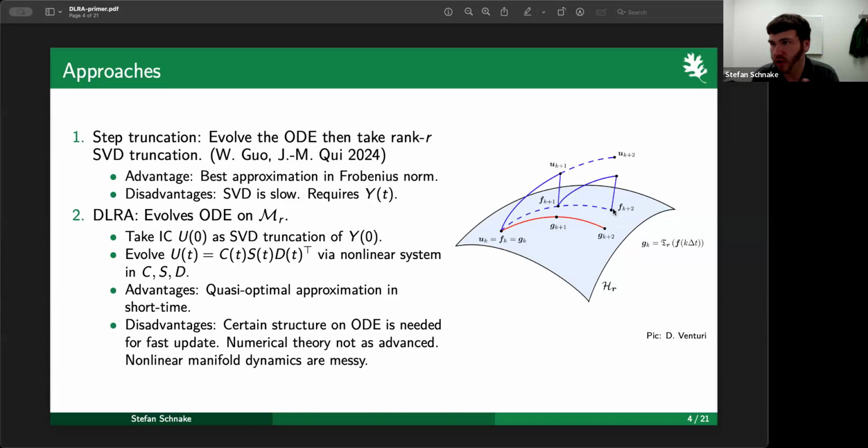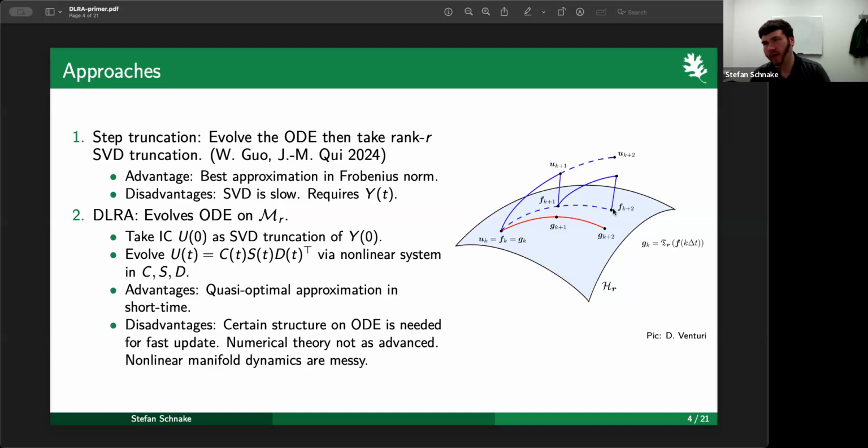The advantage is you know what you're throwing away. The SVD is very robust in that sense, but it can be slow, and you do require the full matrix Y when you take the truncation. Depending on your problem, there are some ways to bypass these details, but fundamentally, what you're doing is some sort of SVD truncation at every step.